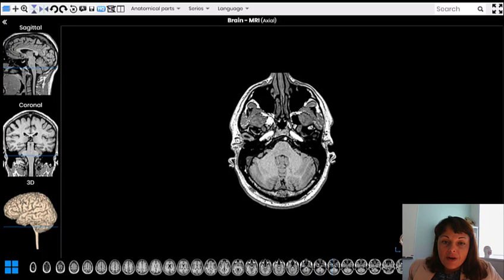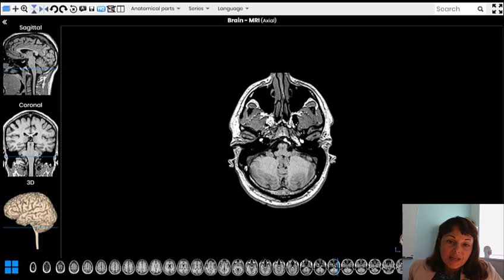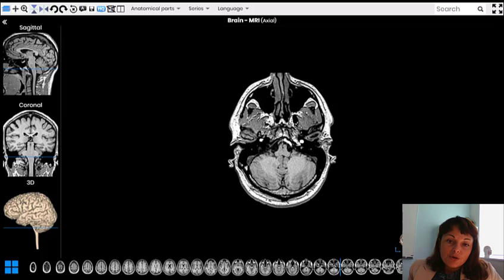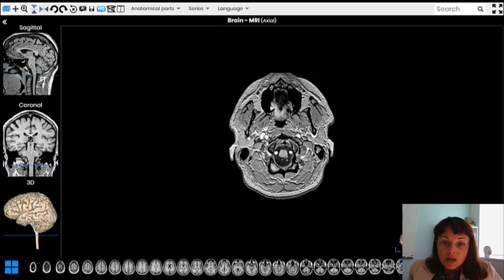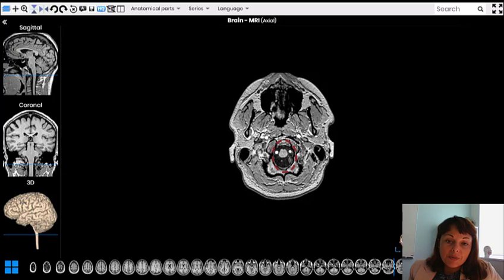As I scroll further down, I can see the shape changes again, and this structure in the middle here is the medulla oblongata. The medulla oblongata leaves the cranial cavity passing through this oval-shaped foramen, you see, and becomes the spinal cord. So the structure in the middle now is the spinal cord with two vertebral arteries, right and left vertebral arteries on both sides.